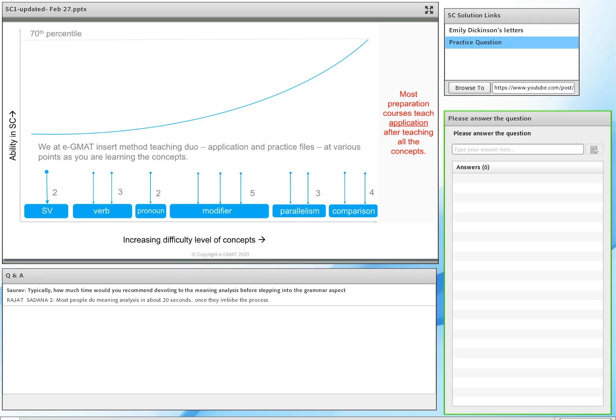Okay, and you can really see the frequency of feedback depends on how complex something is. Modifiers is our biggest module, where you get this feedback 5 times. Parallelism and comparison 3 and 4 times. And again, this is in addition to the concept level personalized feedback that you get.